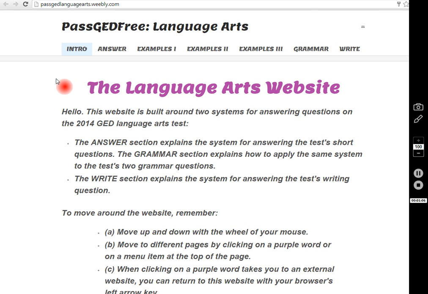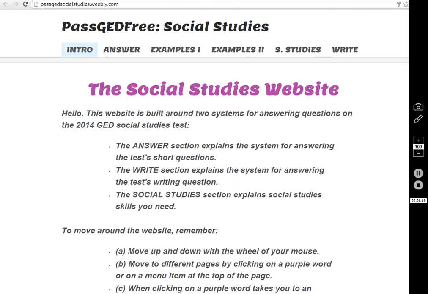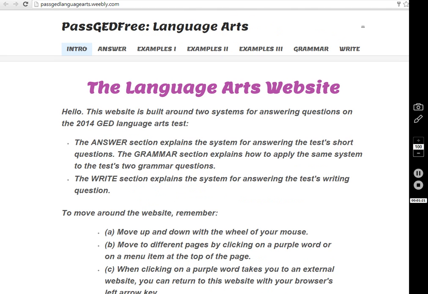On the science test, there are two writing questions. Here's the science website. Write one and write two. On the social studies test, there is one writing question and there is one writing section. On the language arts test, there is one writing question, so there is one write section in language arts.